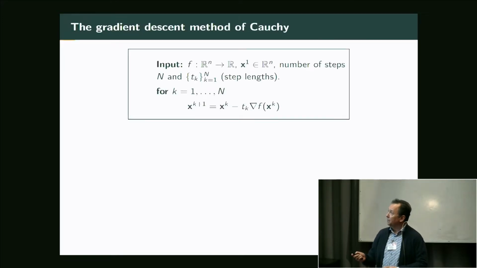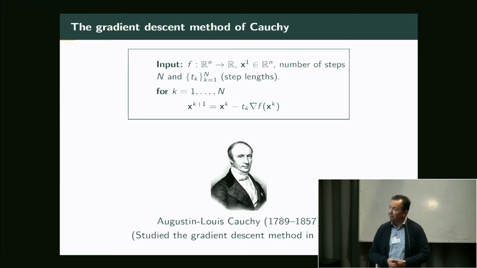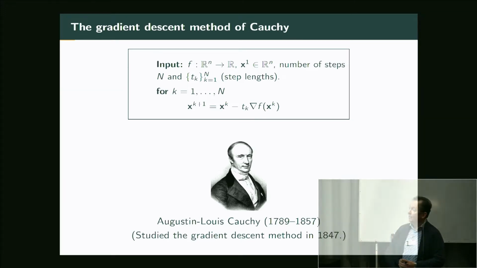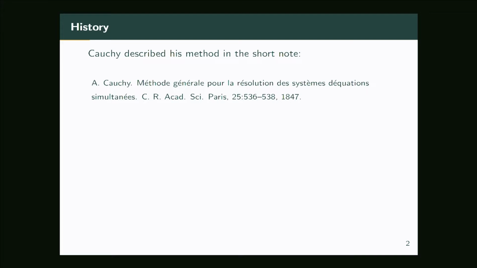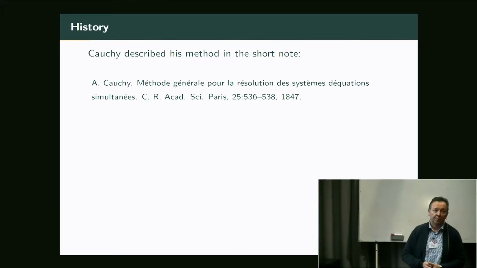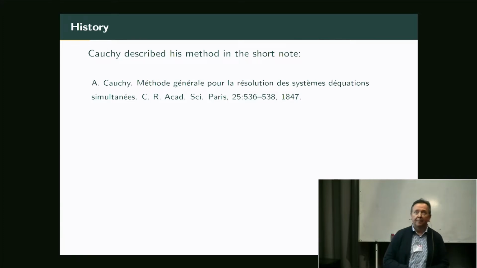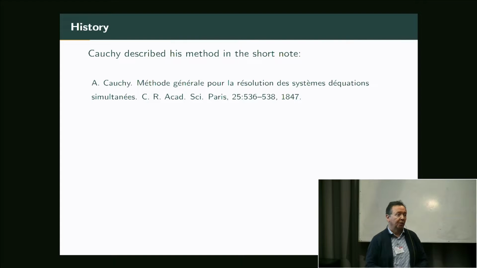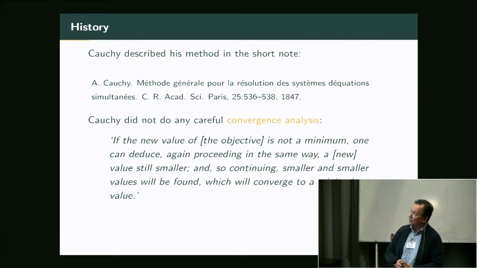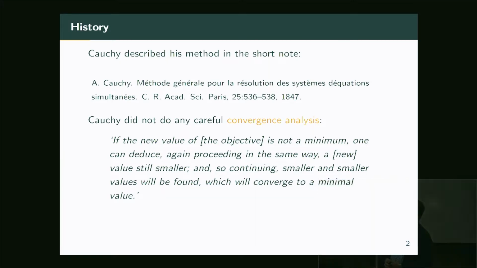The method is due to Cauchy, and he studied this near the end of his career in 1847. He described it in a very short, three-page note that appeared in that year. You can easily translate the French: it says it's a general method for the resolution of systems of simultaneous equations. In modern language, we would call this a nonlinear regression problem, or a nonlinear least squares problem. And what Cauchy said about convergence in his note is that the new value of the objective after one step is not the minimum.